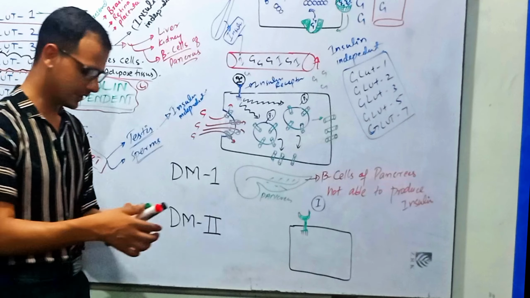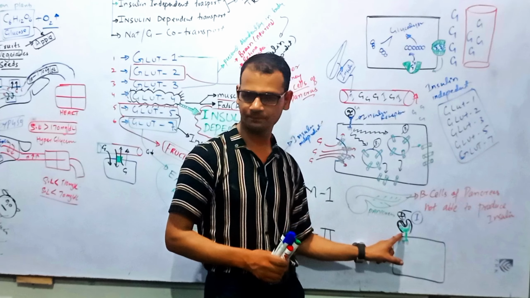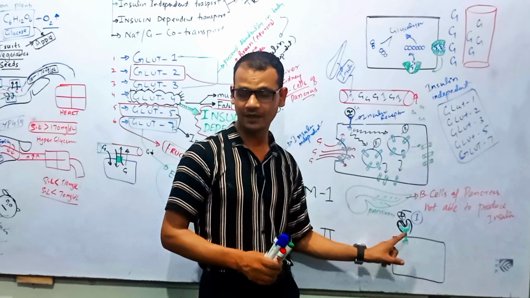Basically, we give insulin to the patient who has diabetes mellitus type 1, because in type 1 the pancreas is not able to produce insulin, so we give insulin from outside, insulin injections. But here insulin is present in sufficient amounts. We will prescribe drugs, medicines to the patient, which activate this insulin as well as this receptor, right?